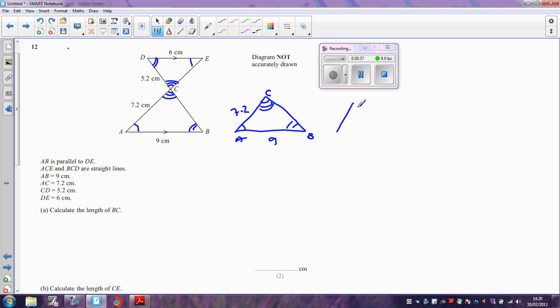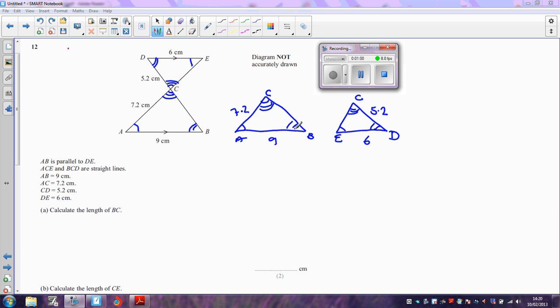If I now draw the top smaller triangle the same way up with the angles in the same position, just to make life slightly easier, then I can see that this must be D over here. This is going to be E here. This is my C, and I'm told that CD is 5.2 and DE is going to be 6.